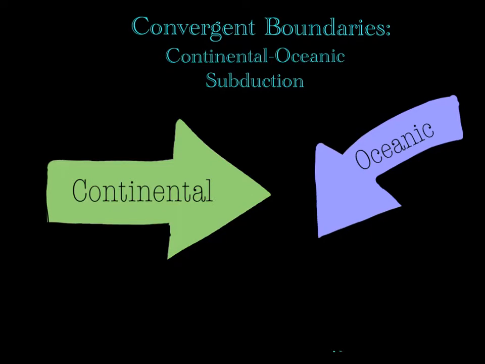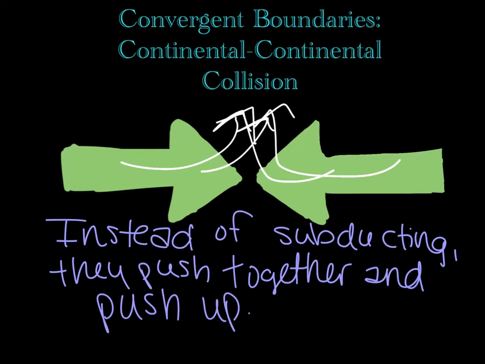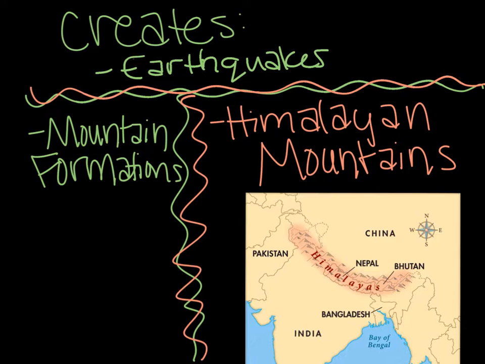Continental-oceanic subduction is when a continental plate and an oceanic plate collide and the oceanic plate subducts. This type of subduction creates volcanoes and earthquakes, as well as coastal volcanic mountain ranges like the Andes Mountains and the Cascade Mountains. Lastly, for the plates, continental-continental collision is when two continental plates collide, but neither of them subduct. They both push up. This collision creates earthquakes as well as mountain formations like the Himalayan mountains.